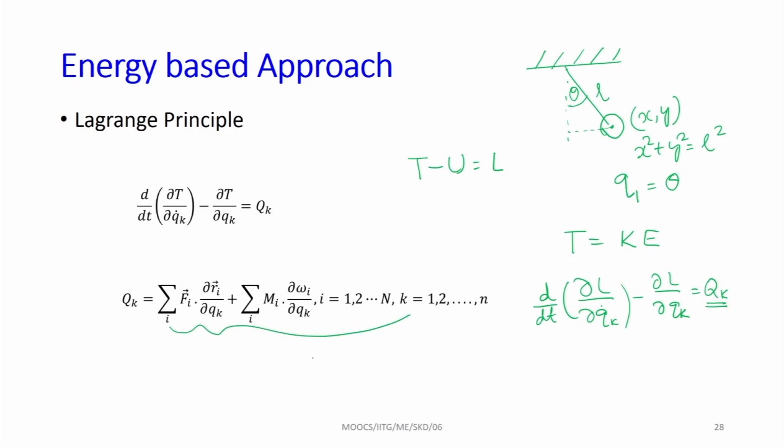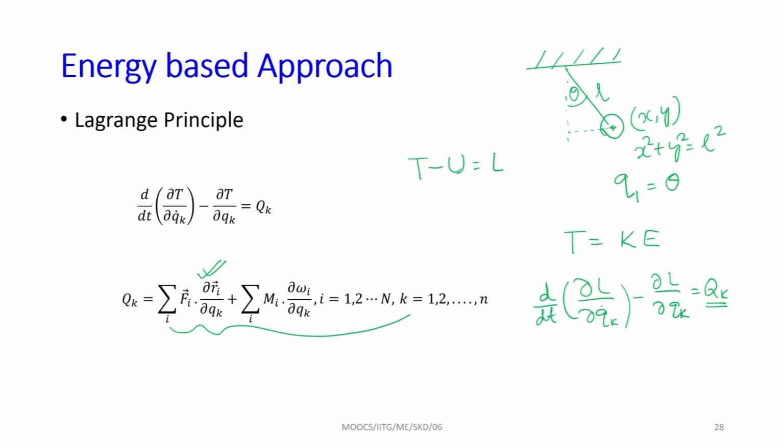So, the generalized force can be written by using this expression. If only force is there, then the first term only can be written. If both force and moment are acting on the system, then this moment term also can be written. So, capital Q k equal to summation f i dot del r i by del q k. What is r i? r i is the position vector. So, in this case the position vector of this mass can be written by using r i, which will be equal to x i plus y j.